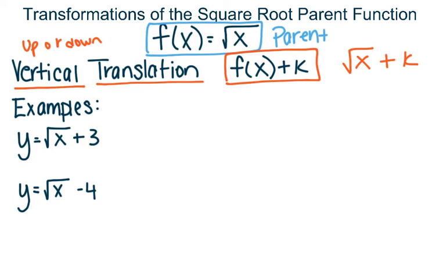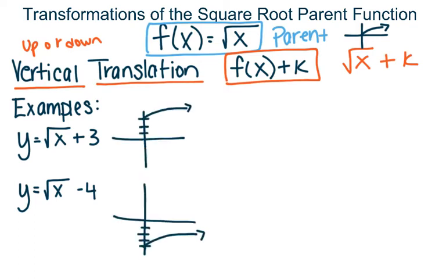Okay, so we know that the parent function looks like a hill, and it starts at 0, 0. So what I want you to do is sketch an example of these two functions down here, and then we'll talk about what that 3 does to it and what that 4 does to it. So go ahead and pause the video and sketch it in 1, 2, 3.